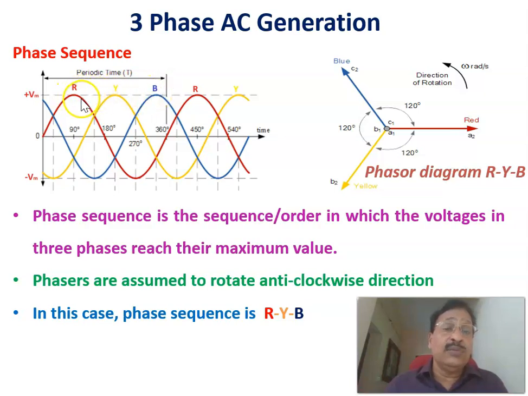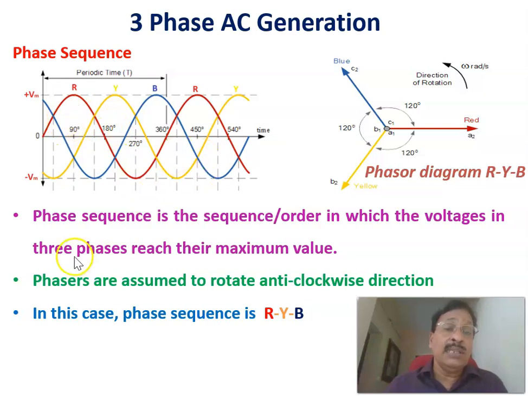You can say that first R will reach the maximum. After 120 degrees, Y will reach the maximum. Again, after 120 degrees, B will reach the maximum. Again, that will repeat. Therefore, the phase sequence of this one is RYB. First R, then Y, then B, then again R, and it continues like that.